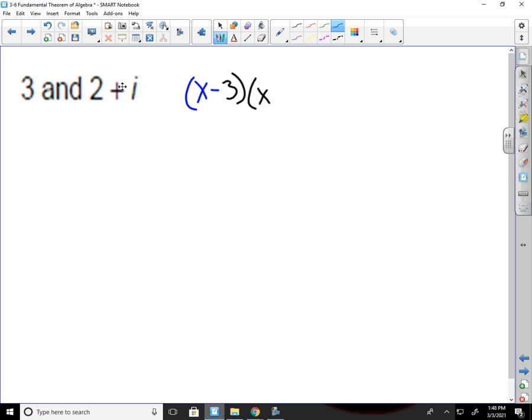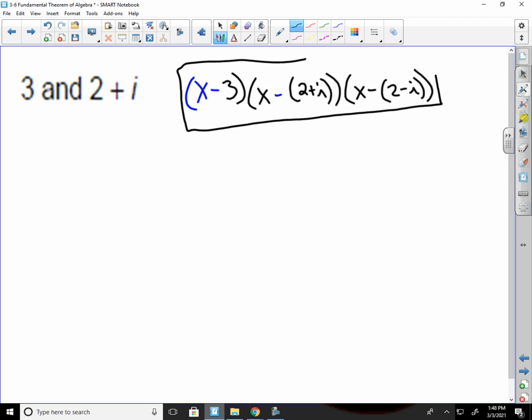And then just remember, if it's in this form, it's x minus, put in parentheses, 2 plus i. And then x minus 2 minus i. And that's it. This way I can see that you know that there's 3 roots. And that's all. I don't want to complicate it too much.